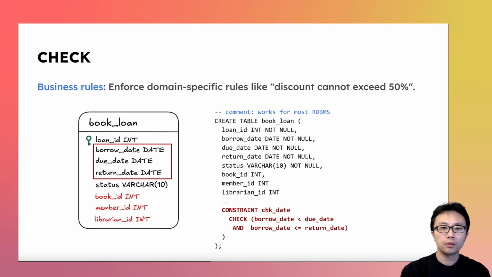After that, we made two rules and concatenated them using the AND logic operator. Both rules are wrapped up in the bracket that follows the check keyword. The first rule says that due date needs to be later than the borrow date, and the second rule says that the return date needs to be the same or later than the borrow date. Such business rules won't get reflected in database design, but if they are enforced during database implementation, they need the help from the check constraint.